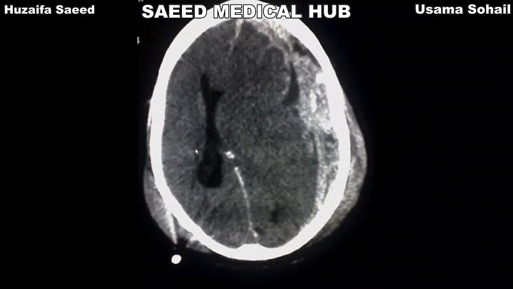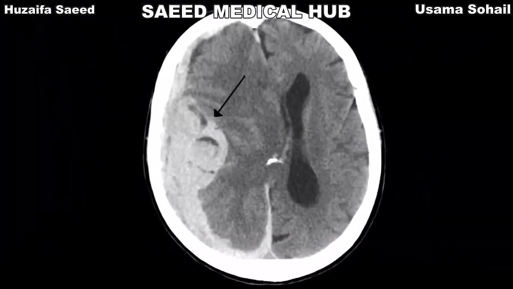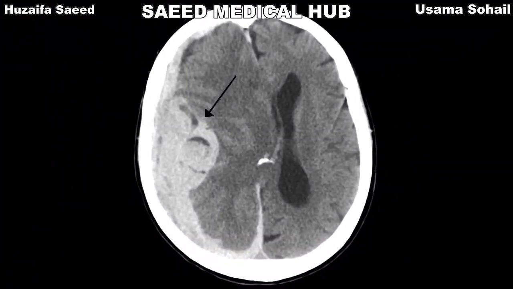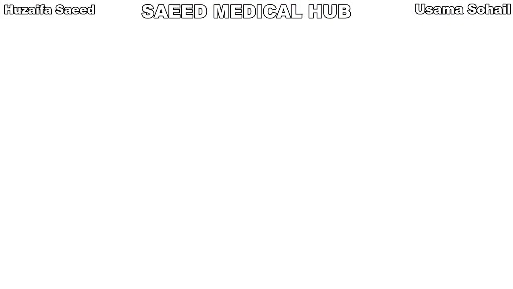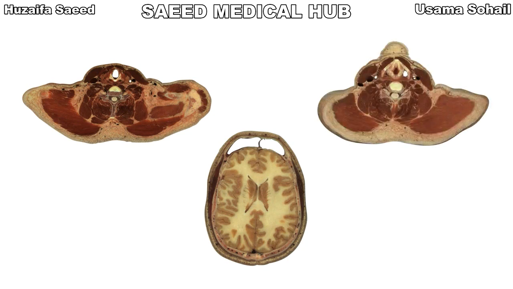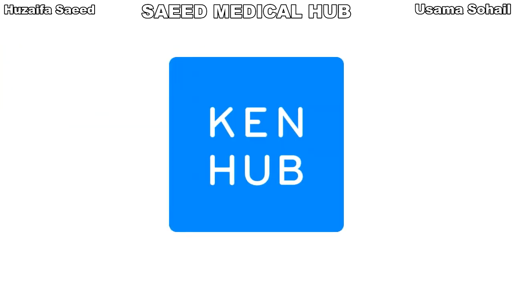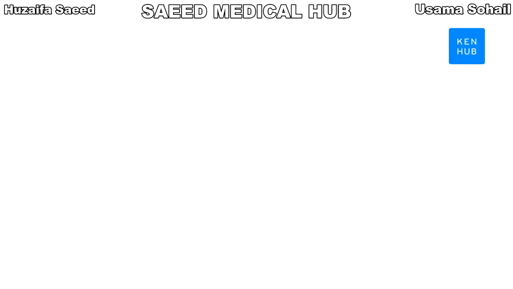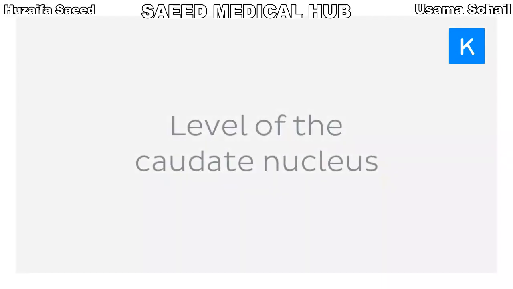What if you were presented with an image like this? Or this? We need to be able to identify what we're seeing in these sections in order to know how to localize what we see in these images. Today, we're going to be continuing our series on cross-sections of the human body, which is the first step into becoming an MRI or CT Pro. So let's get started and identify structures in a cross-sectional image so we can then figure out what's wrong with these people. The level we'll be looking at is the level of the caudate nucleus.